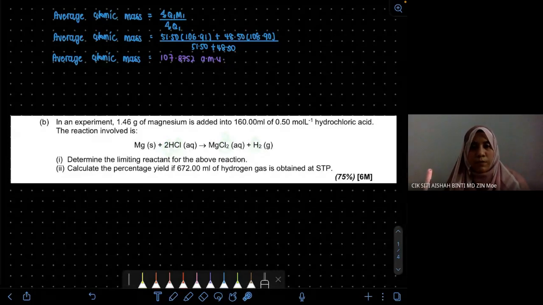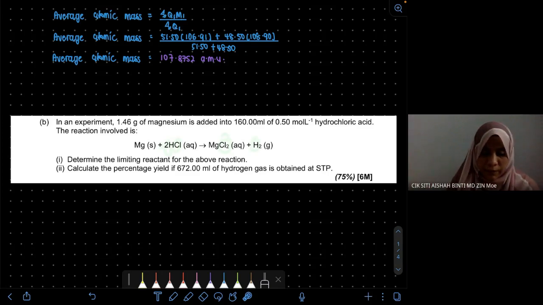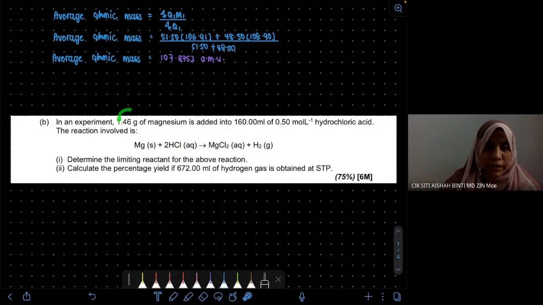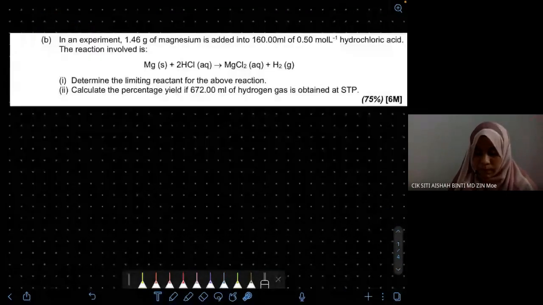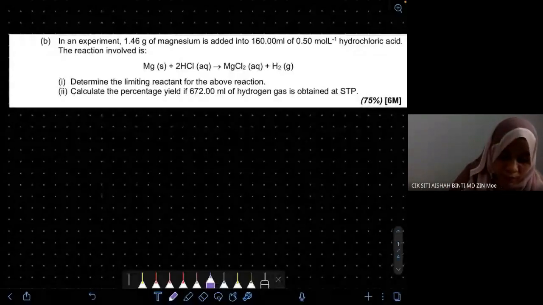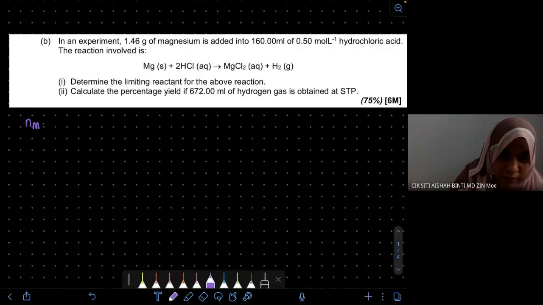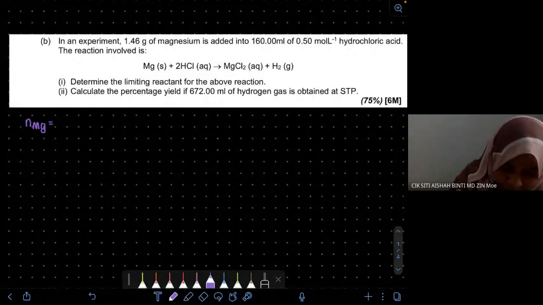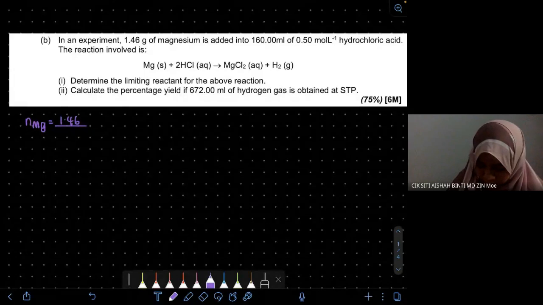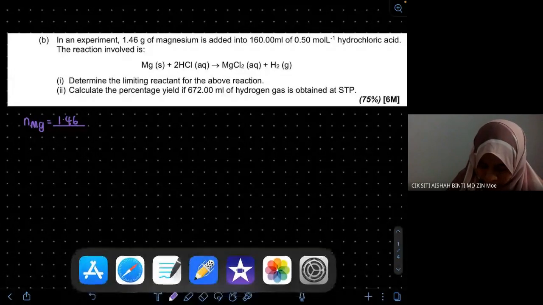Next step is calculating the number of moles. Since it asks to determine the limiting reactant, both reactants have information. The 1.46 is the mass of magnesium. With the mass of magnesium, we can find the number of moles of magnesium: 1.46 divided by its molar mass. What is its name? Miss doesn't remember.